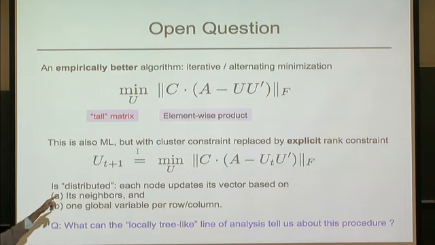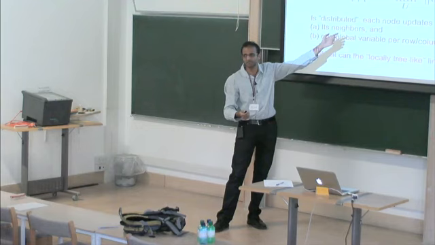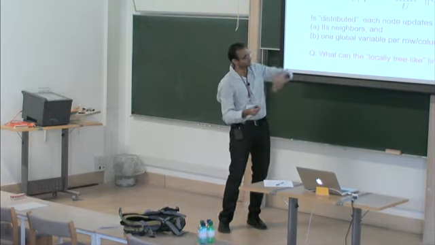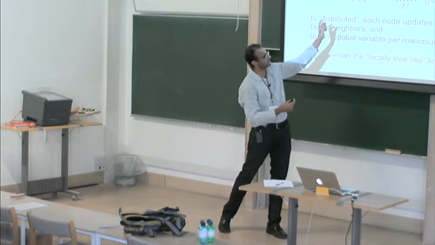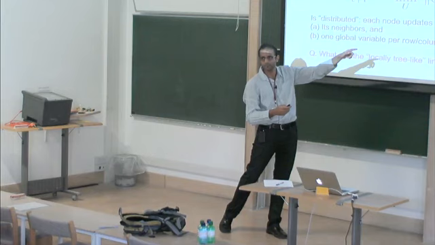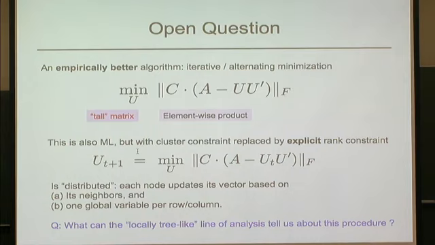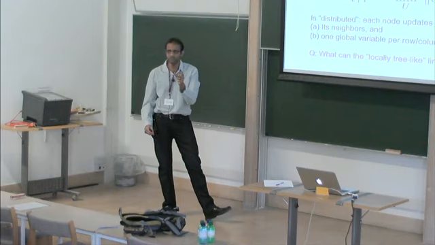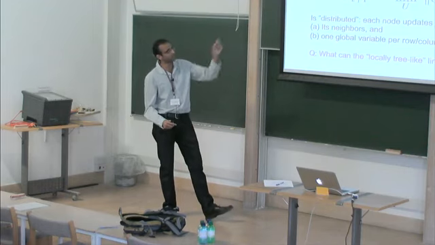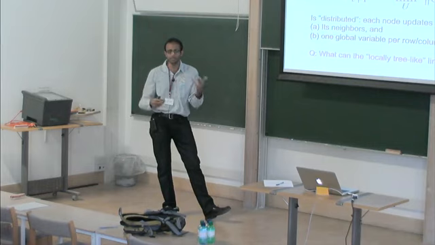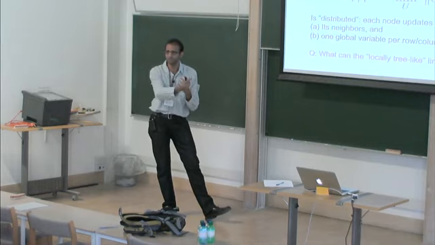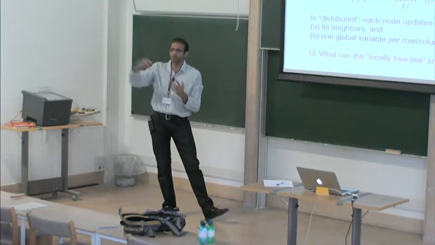This is not a convex program because U U transpose is not a convex object, but what you can still do is this kind of iteration, which you can think of as alternating minimization. Find some initial U, and then keep updating in this way. And this is really nice because it has an almost fully distributed implementation, where each node has an r-length vector that it keeps updating based on the r-length vectors of its neighbors, and one global number.